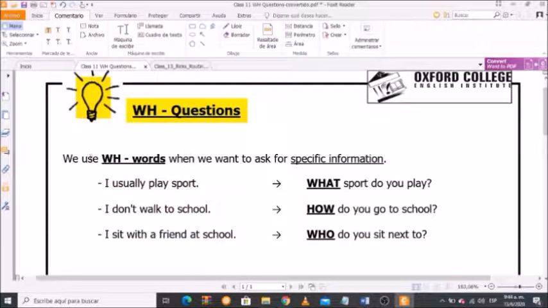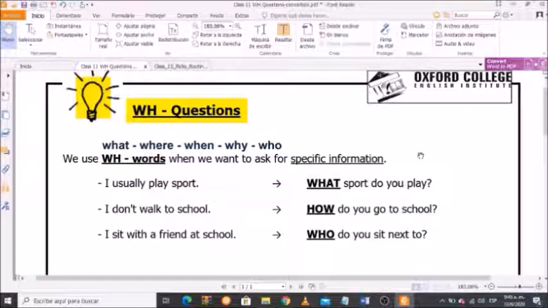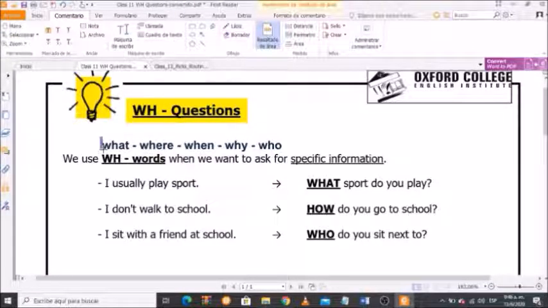And it says, we use WH words when we want to ask for specific information. Okay, question here. What is a WH word? ¿Alguno sabe? Okay, a WH word is a word such as what, where, when, why, who, what time, whose, etc. that we use in questions to ask for specific information. Es decir, una WH word es una palabra que usamos en las preguntas para preguntar sobre información específica. Y si prestan atención, se llaman WH words porque usualmente inician con WH.